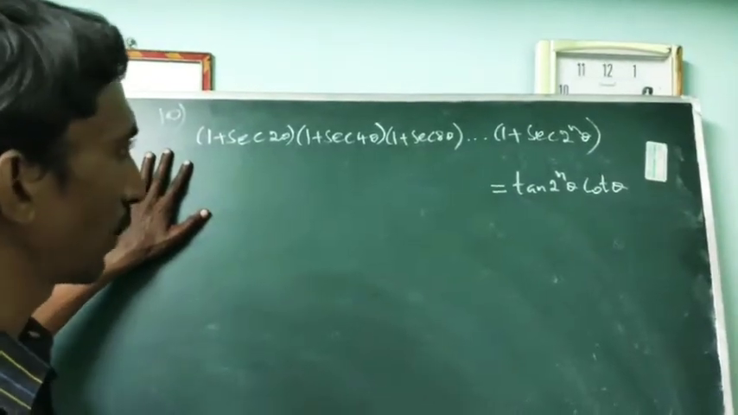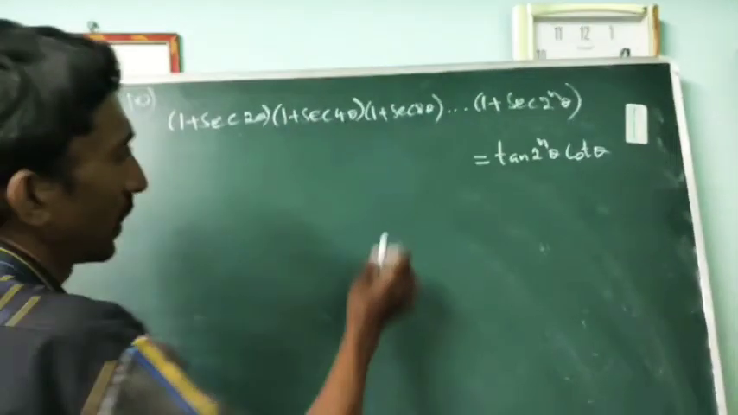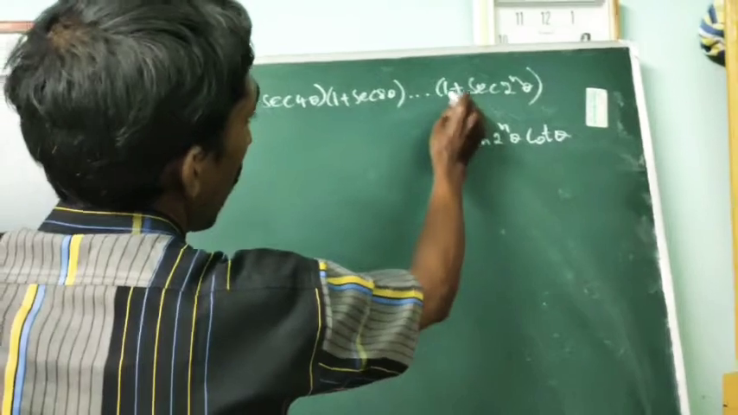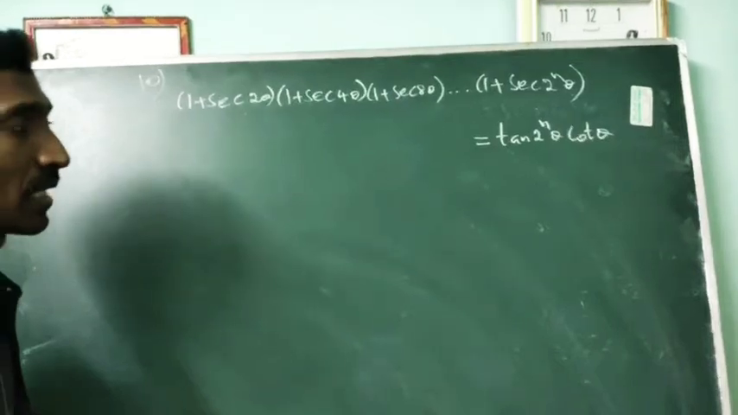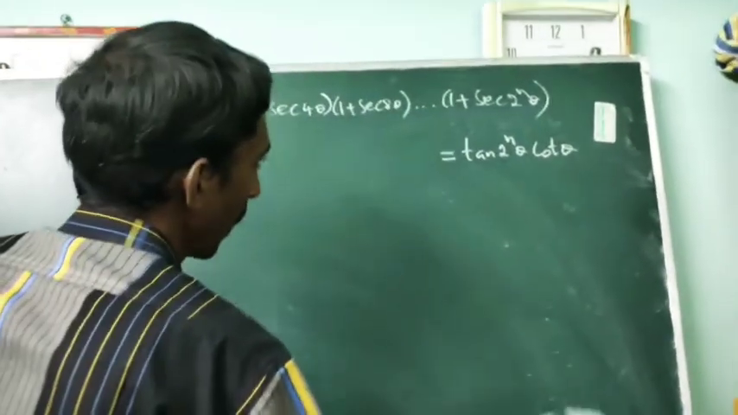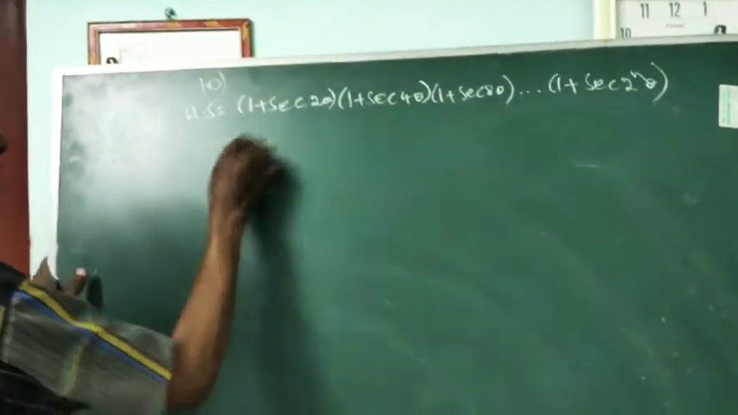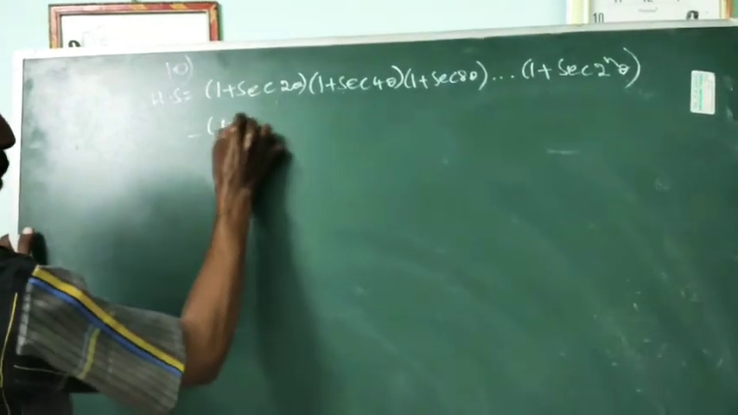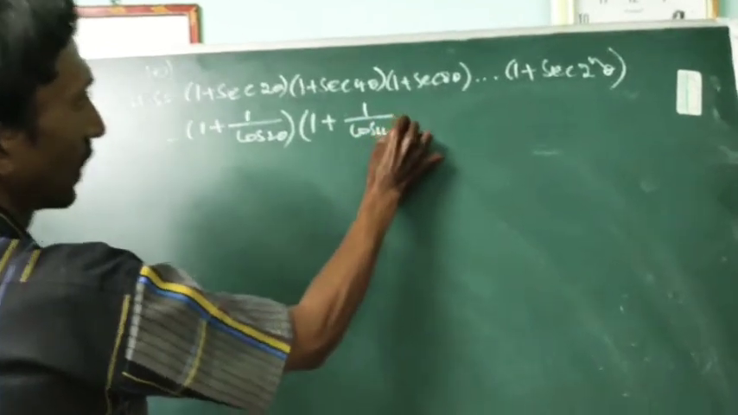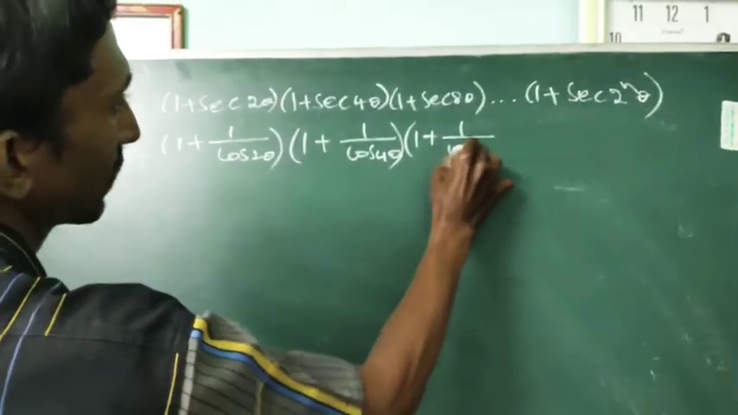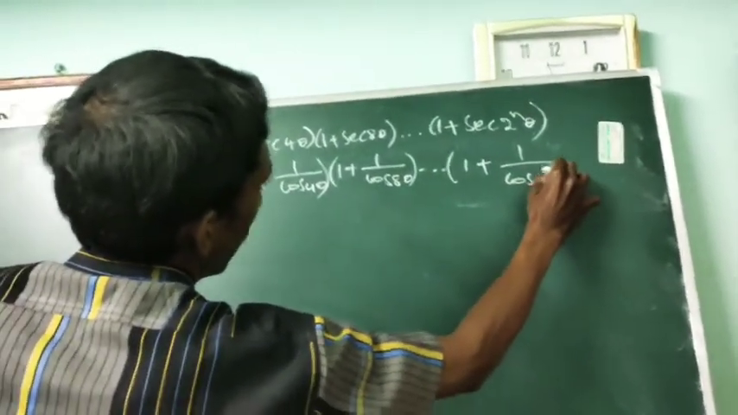Question number 10 in the exercise 3.5. Prove that 1 plus secant 2 theta into 1 plus secant 4 theta into 1 plus secant 8 theta, etc., 1 plus secant 2 power n theta equal to tan 2 power n theta into cot theta. That is our aim. My dear student, just take the LHS. We know that secant is 1 by cos. So 1 plus 1 by cos 2 theta, 1 plus 1 by cos 4 theta, 1 plus 1 by cos 8 theta, etc., 1 plus 1 by cos 2 power n theta.